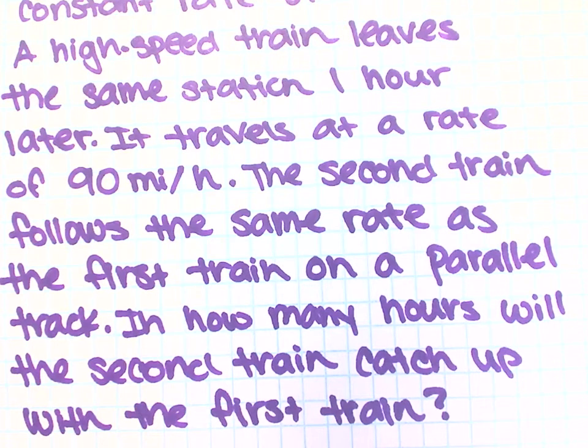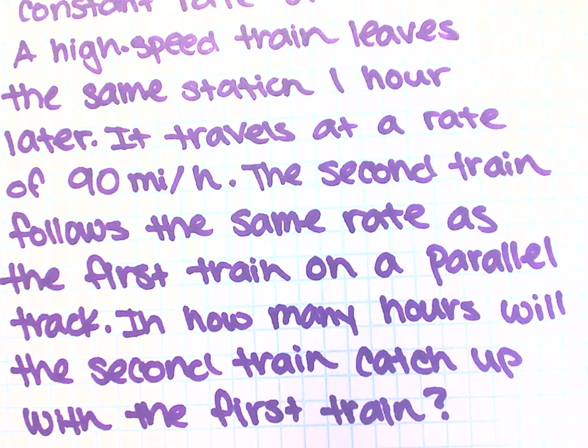So the second train leaves at 90 miles an hour. Now the second train follows the same rate as the first train on a parallel track. You know what parallel means. So now we have to figure out how many hours it'll take for that train to catch up to the first train. So in a word problem, the first thing you have to do is go back and look at your key words, right?